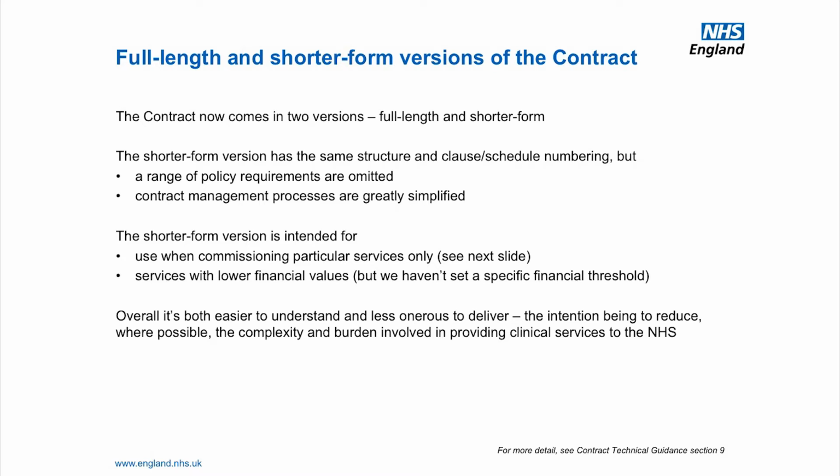So the shorter form version was a new product for 2016-17. It has the same structure and clause and schedule numbering system as the full-length version, but a range of the specific policy requirements on providers are omitted from the shorter form, and the contract management processes in the shorter form are much more simple. So those are the main differences. The shorter form version is intended for use when commissioning particular services only, and we'll come on to that on the next slide. And it's aimed generally at services and contracts with a lower financial value.